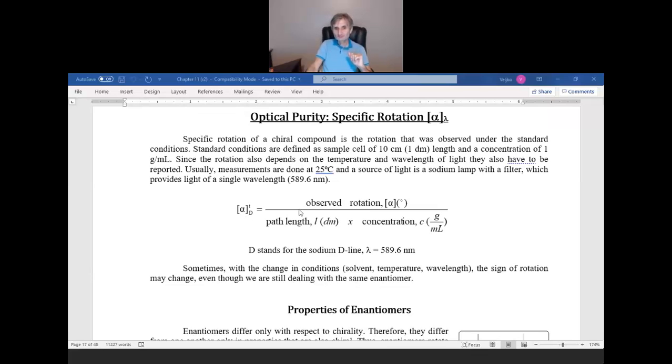So specific rotation under these conditions equals observed rotation divided by path length in decimeters. A decimeter is 10 centimeters. That's traditional. This is the traditional definition, and we are keeping it because old chemists or old scientists were using a 1 decimeter, 10 centimeter long tube. Multiplied by concentration, and concentration is given in grams per milliliter. Again, old units. These days, if you were to do it, it would probably be 1 centimeter, and molarity would be moles per liter.